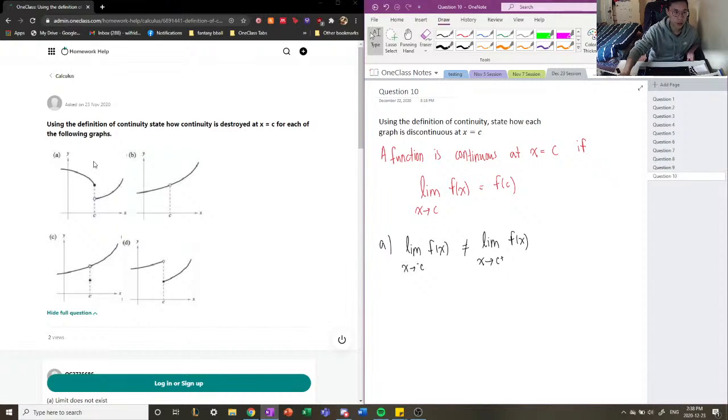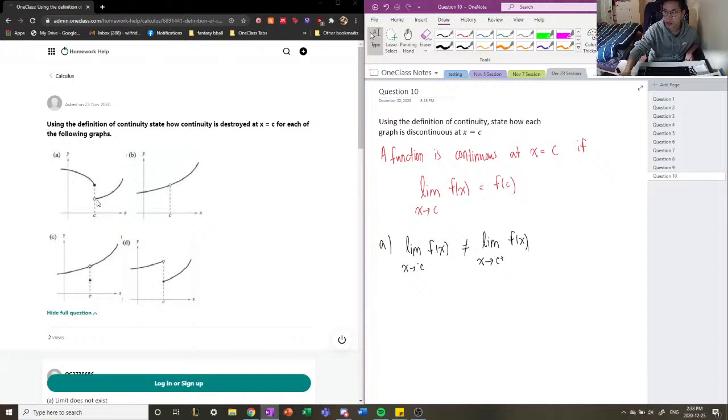So we see here that there is a jump discontinuity, and from the left-hand side, f of x approaches f of c. However, from the right-hand side, the function does not approach f of c. It actually approaches a different value, which is undefined on the function itself.